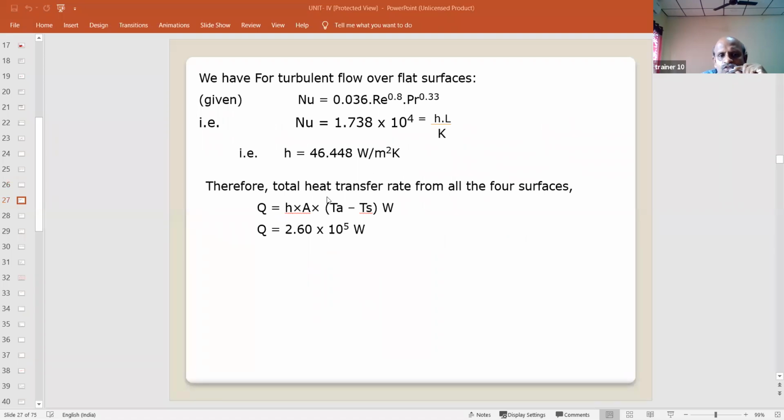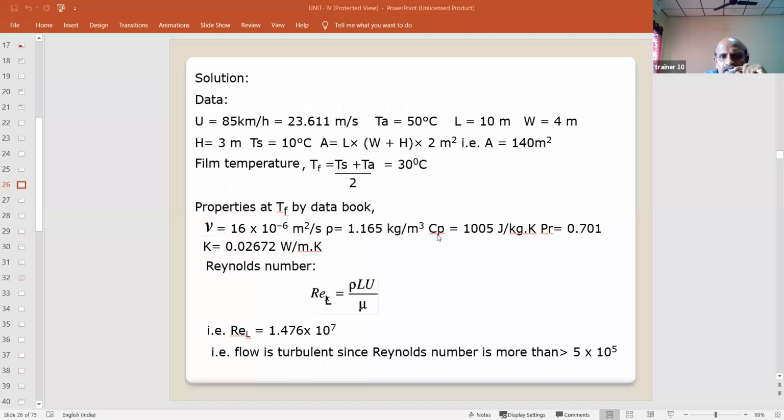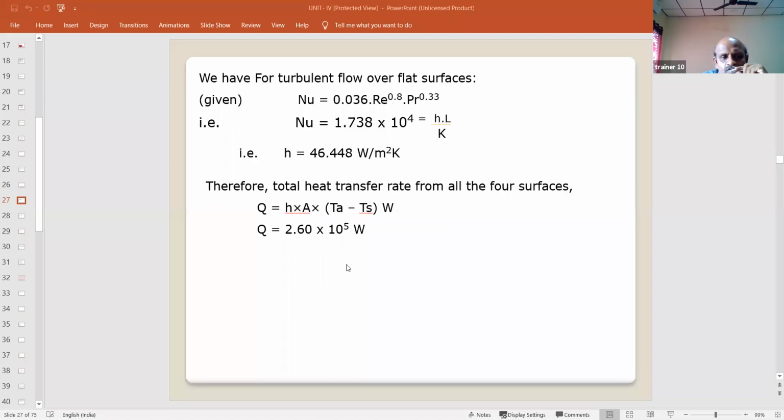Now therefore total heat transfer rate from all the four surfaces, Q equal to h into A into (Ts minus T∞). All the values are given. h value calculated here. Area we found out here. And Ts minus T∞. So substituting all those things, you can get Q equal to 2.6 into 10 to the power of 5 watts. So this is the value of heat transfer. Okay. So I will stop here.